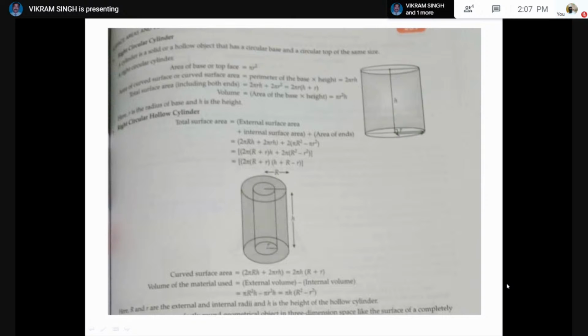Now the next part is the special part of the cylinder, that is the hollow cylinder. The hollow cylinder's volume, after considering the external radius as capital R and the internal radius as small r, becomes pi R square h minus pi r square h, where capital R and small r are both different.